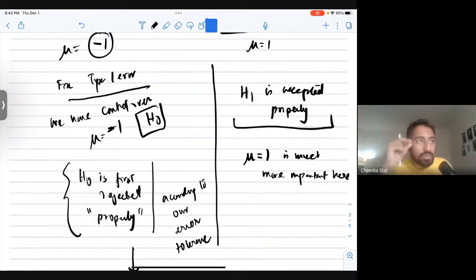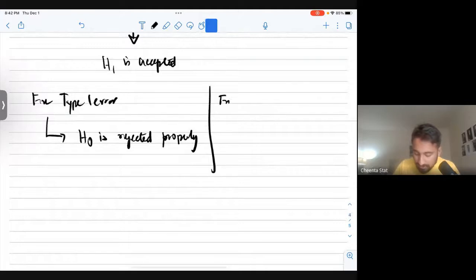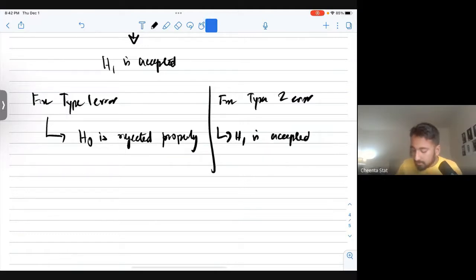So by having control over the level of significance, the alpha, and putting it on h naught or putting it on h1, the game changes differently. In one case, having the control gives us complete power of when to reject h naught. In the other case, if we fix the type 2 error and minimize the type 1 error, we have complete control over how much we should tolerate to accept h1. That means here fixing type 2 error is nothing but h1 is accepted first properly.